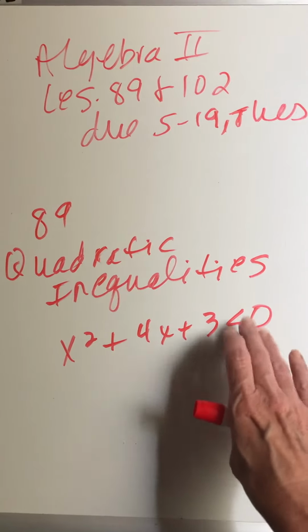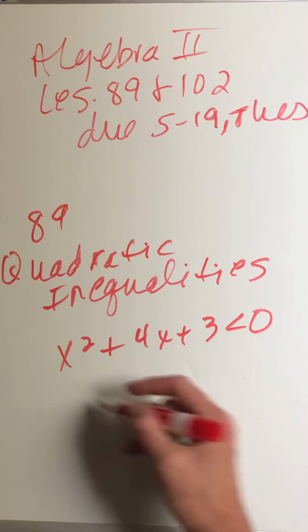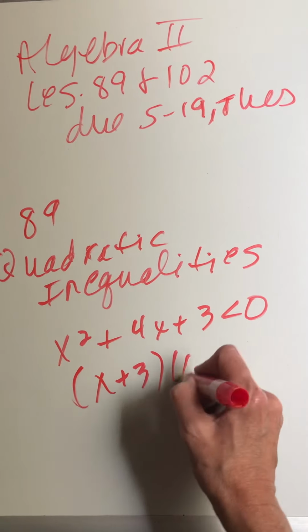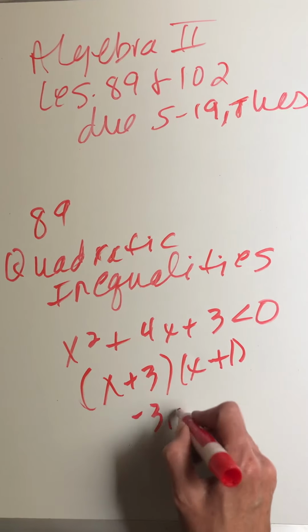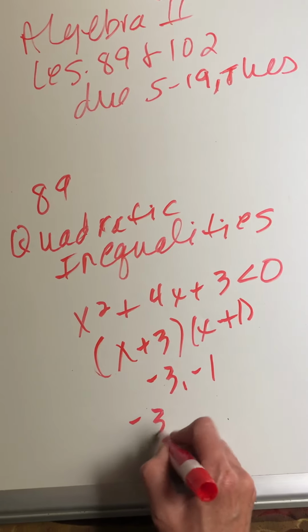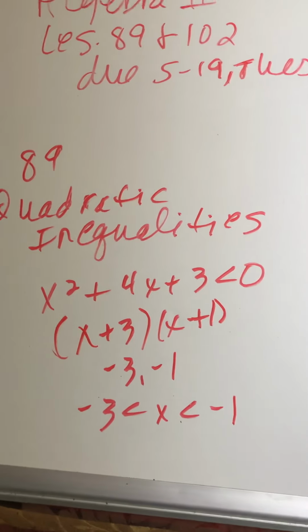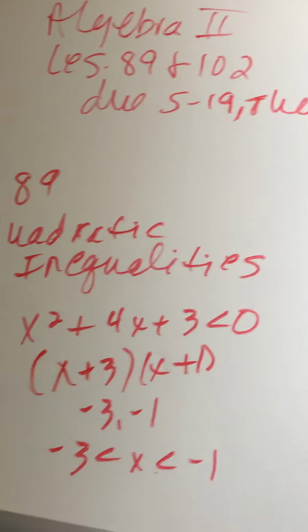Since it's a less than sign, this is going to be a conjunction. So we're going to write our answer as a conjunction. So I'm going to factor this into x plus 3, x plus 1. So that would give me negative 3 and negative 1. So my conjunction would be negative 3 less than x less than negative 1. That's what you do with a conjunction, okay? That's what you do with a quadratic with a less than, okay?